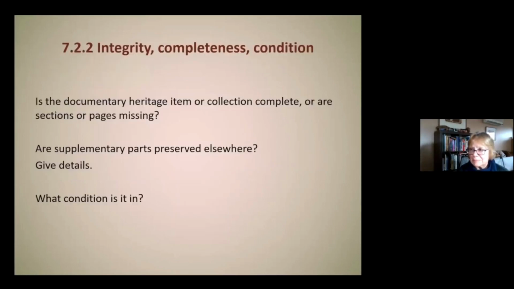The next comparative criterion is integrity, completeness, and condition. So is the documentary heritage item or collection complete, or are sections or pages missing? You need to tell us. Are supplementary parts preserved elsewhere? If so, tell us about those too. And what condition is it in? Is it in good condition or is it damaged? It's just one of those things we need to know about in terms of how to assess it.